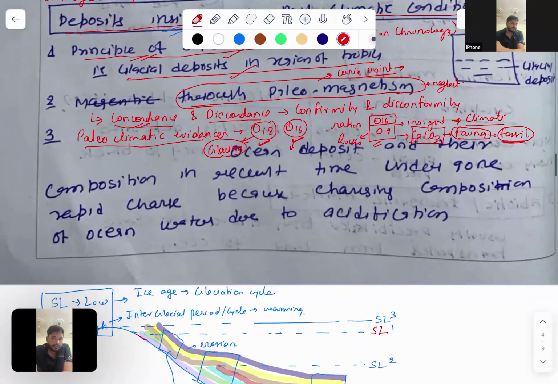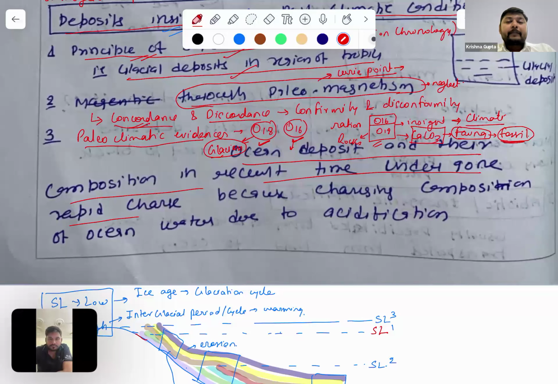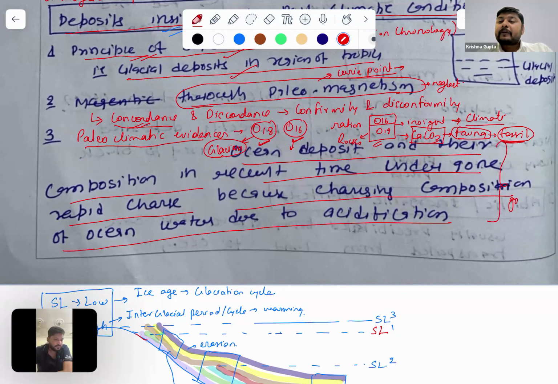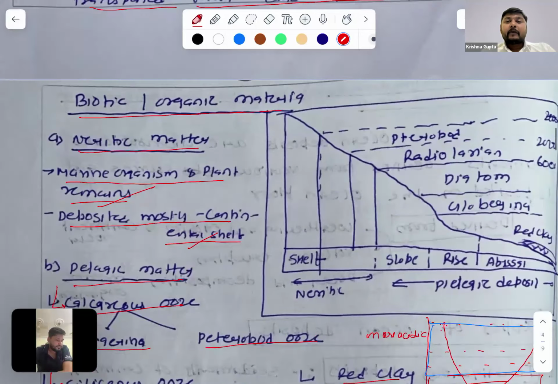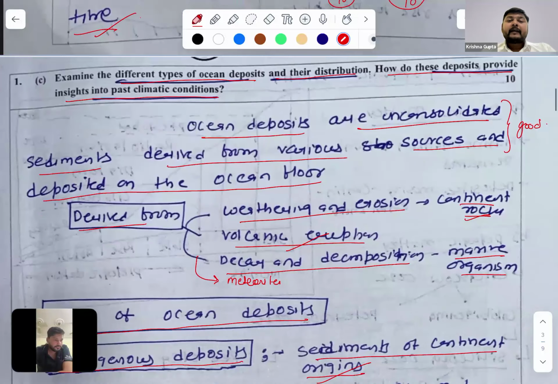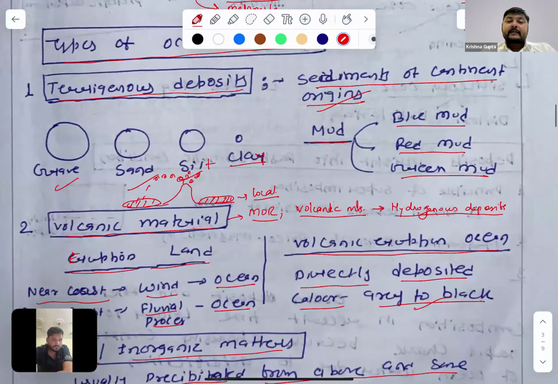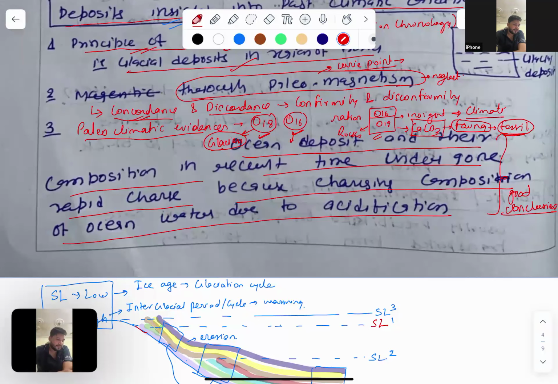Then, ocean deposits and their composition in recent time have undergone rapid change because of the changing composition of ocean water due to acidification. So this is a good conclusion. You have written a good answer, but you can add a lot of things here from the perspective of past climatic evidences. Yes, sir. That part I know I missed there.